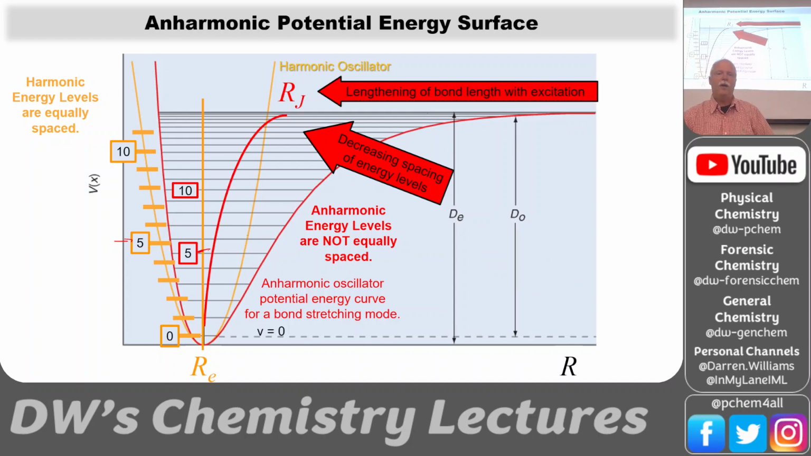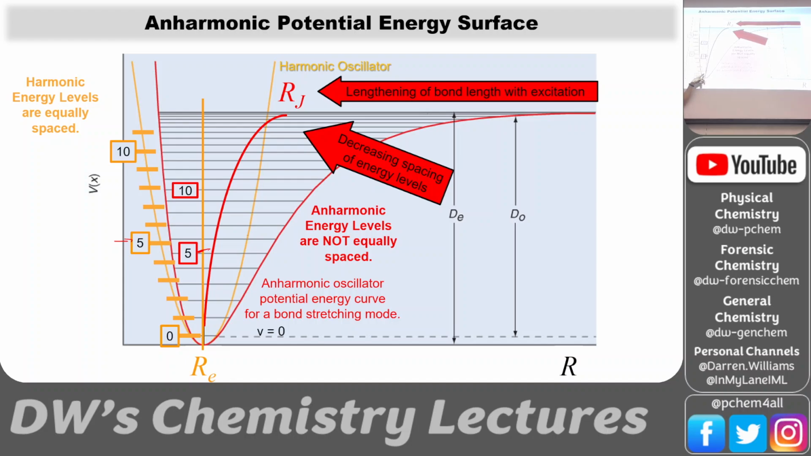And also, as we go up in vibrational excitation, you could think of the equilibrium bond length as maybe halfway between the limits. The harmonic oscillator has the same bond length no matter how excited it gets. But in the anharmonic system, the bond length lengthens as you go up in excitation.